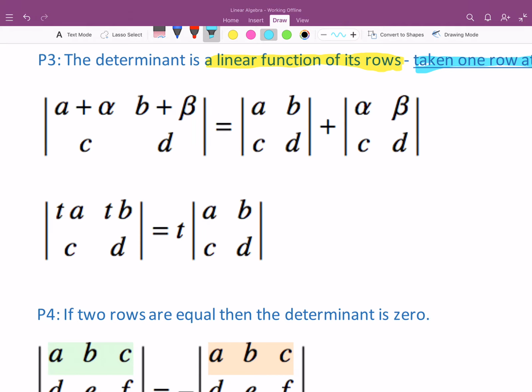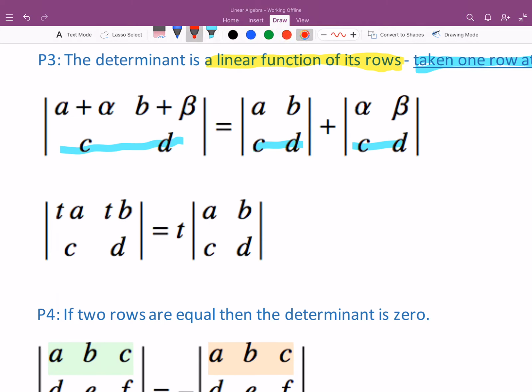So the first part of linearity comes from addition. So here the first row has A plus alpha, B plus beta. The second row is C, D. When I break this determinant up into a sum of two determinants, I keep one row unchanged. So notice here that the second row is kept unchanged and the addition is coming from the first row. So the first row is being broken up so that A plus alpha and B plus beta, that's the sum that's broken up. That's one part of linearity.